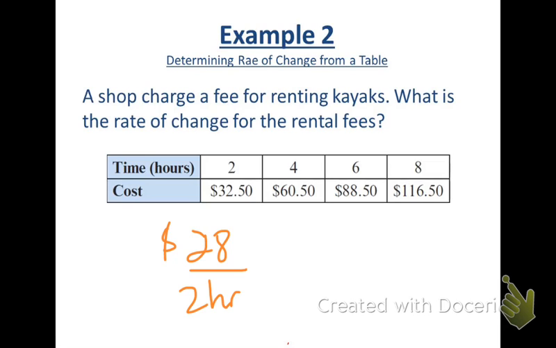Would you have to accept this answer if it was given? I'm just making you think. Why would you have to accept this answer if it was given? Yeah, so maybe this place only rents it in 2 hour intervals, and not one.